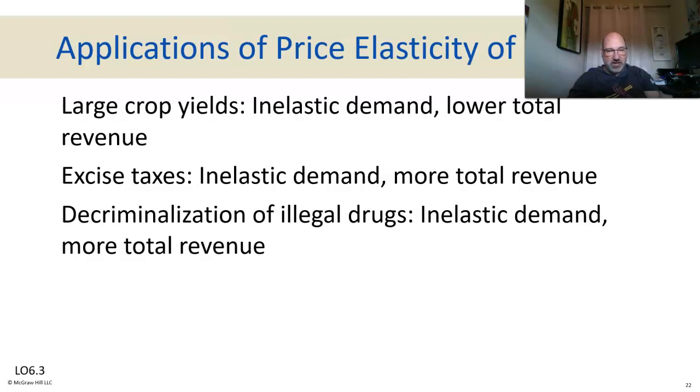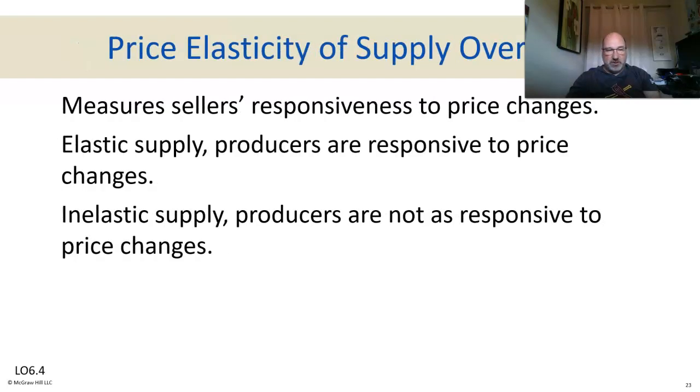Decriminalization of illegal drugs. It's an inelastic demand, so more total revenue. More states are starting to realize this. I think we've tipped it over. There are more states that have legalized marijuana than have not at this point. I think we're at 38 or 39 now, which means we're down to about 11 or 12 states that have not legalized marijuana. And those states are just raking in money from those taxes. I think Minnesota did fix their law, because Minnesota originally passed the law and forgot to put the taxes into it.